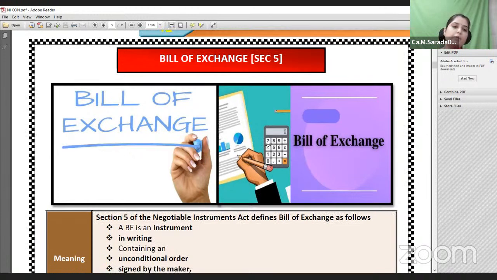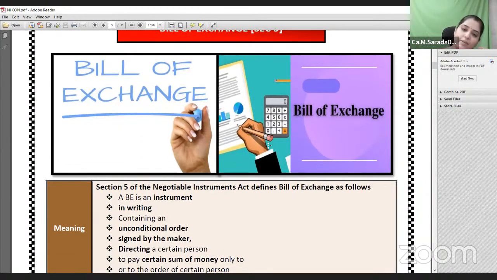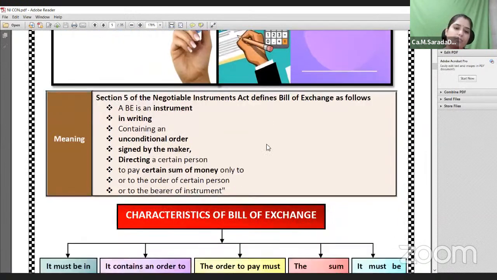Therefore, here the bill of exchange is also an instrument, with the same definition in the same format. A bill of exchange is also an instrument in writing containing an unconditional order signed by the maker. Here, instead of maker, it is signed by the drawee. Who will sign the bill of exchange? The drawee. After verifying the things written by the seller, the drawee will sign the instrument, directing a certain person to pay a certain sum of money to the bearer of the instrument.